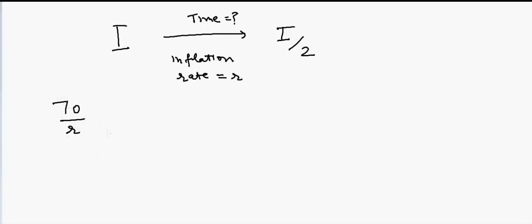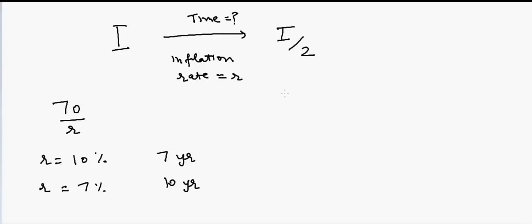So for example, if you have an inflation rate of 10%, then it will take 7 years for your money to become half of its value. And if the inflation rate is 7%, then it will take 10 years for your money to have half of its value. So how was this trick generated?